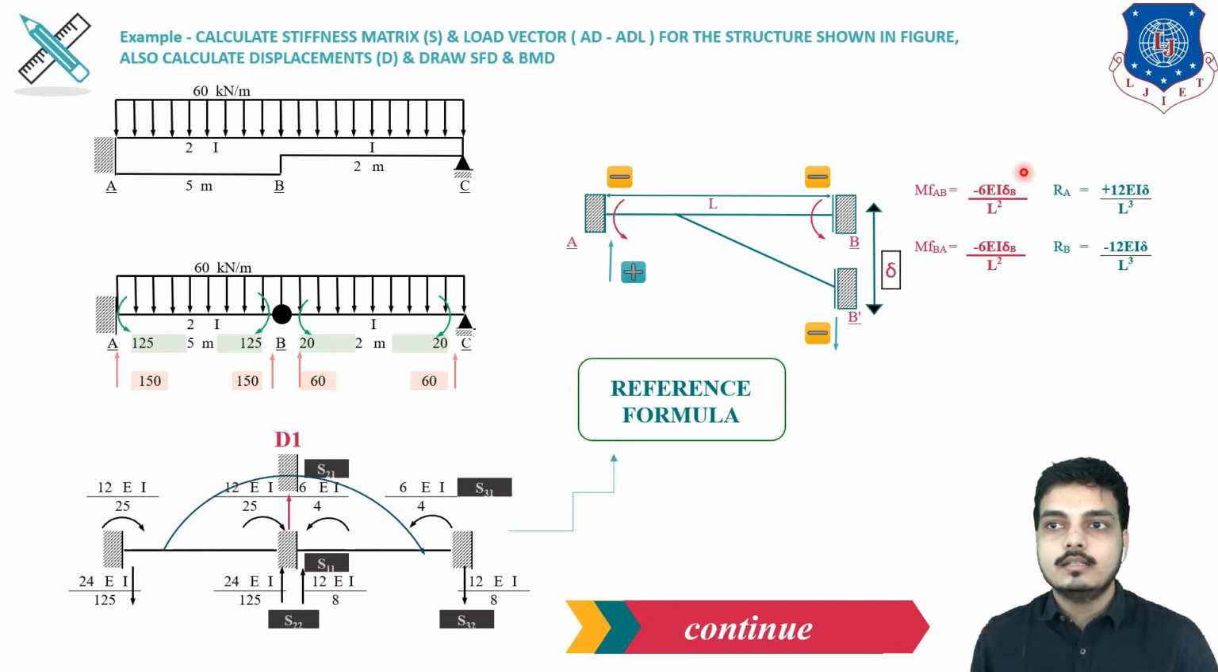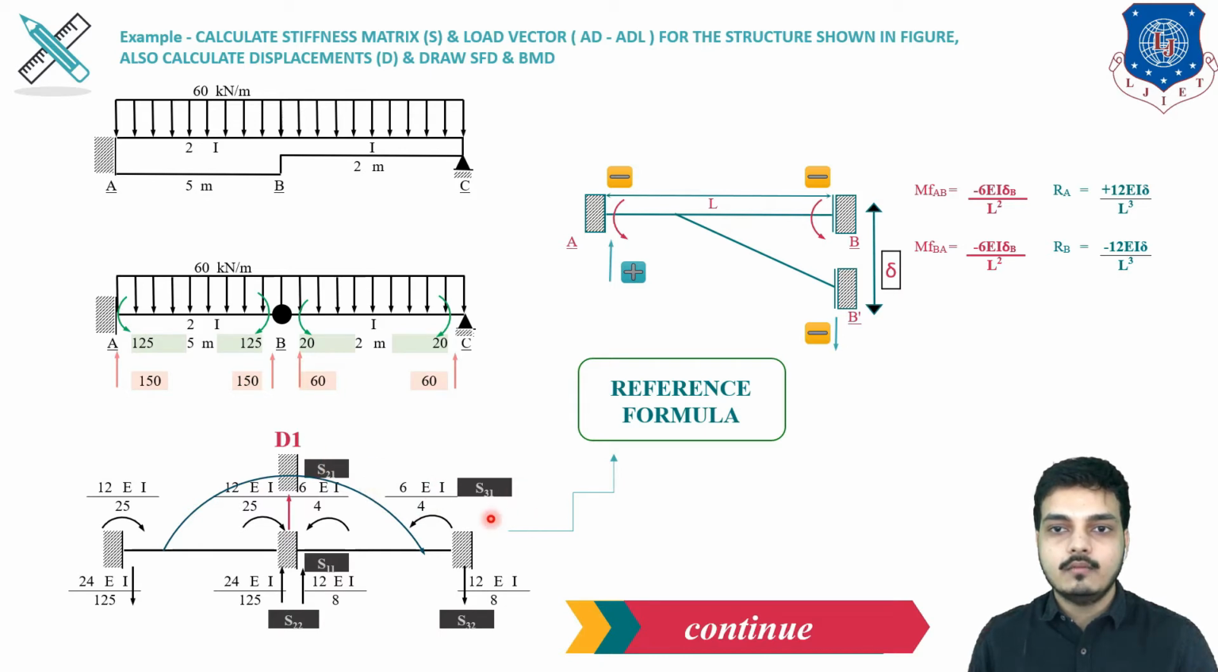So what is 6 EI delta upon L square? How will we use it? So 6 multiplied by 2 EI, because here 2I is given. So 6 multiplied by 2, 12 EI, upon length 5 meters, so 25. Similarly over here. Now for the BC span, here it is only 1 EI. So 6 EI upon L square. 2 square is nothing but 4. So these are both the moments.